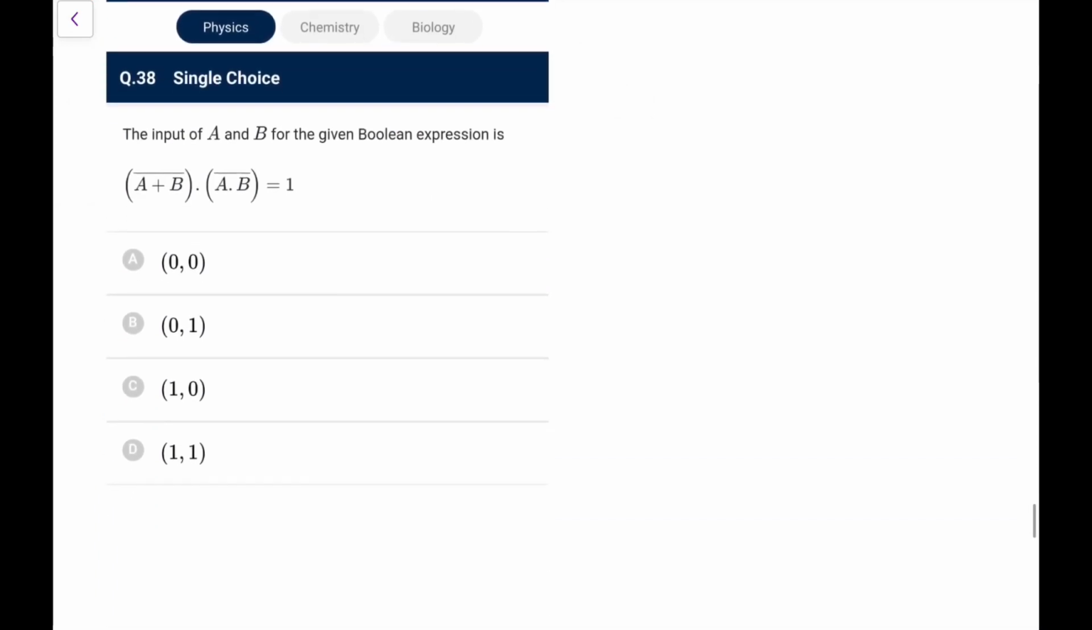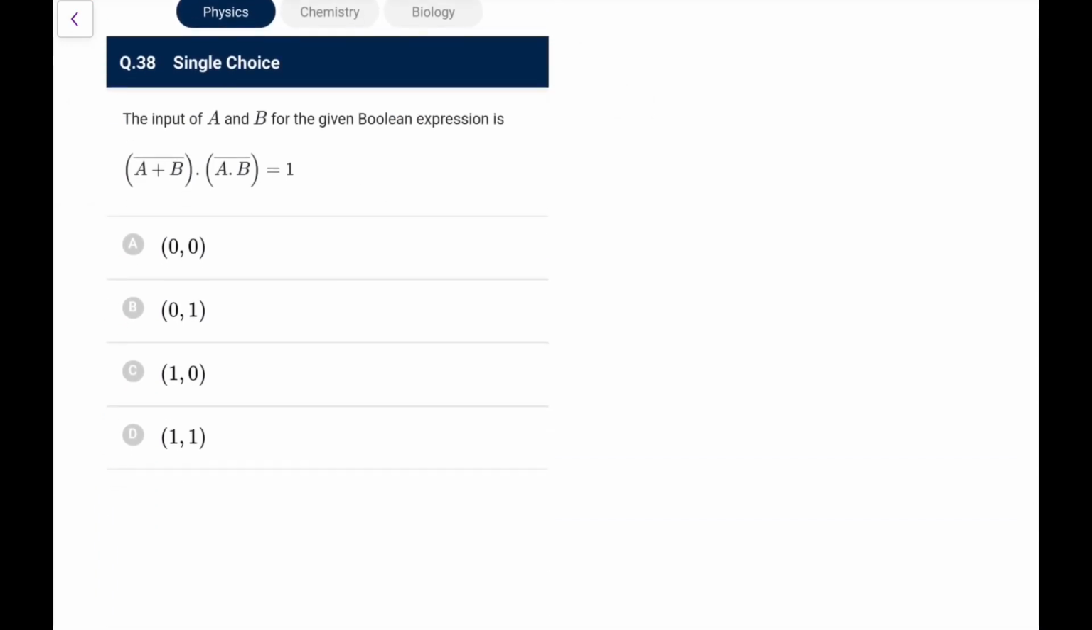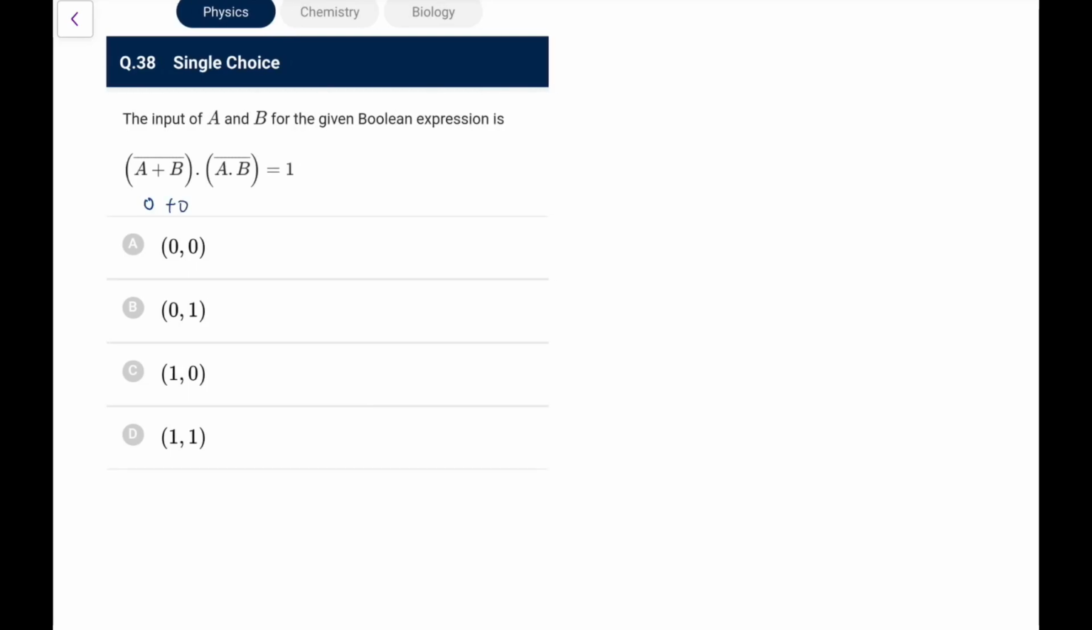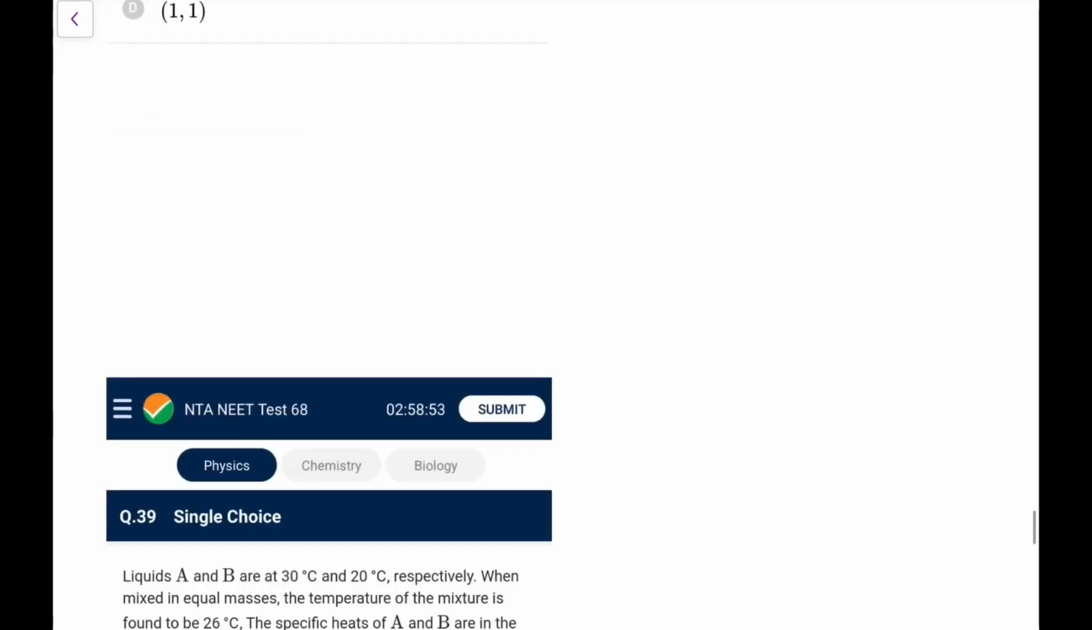Now the input of A and B for the given Boolean expression is, okay, for what would it be 1? We need to check. So let's try 0. So 0 plus 0 bar, so 0 plus 0 is 0, so 0 bar will become 1, dot 0 dot 0, that would be 0, that bar would be 1, so 1 dot 1, that is going to be 1. So the first option is giving me 1, so I'll go for A. That is your luck that the first option is matching. You can try with the others also.